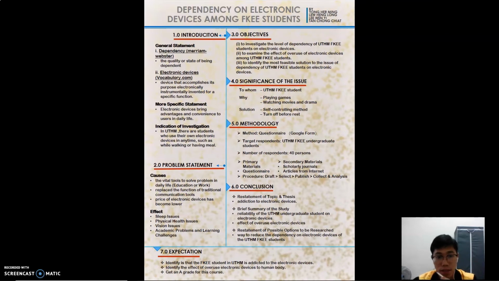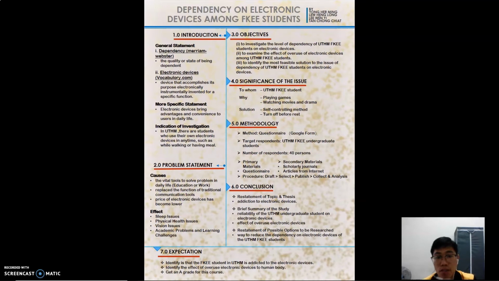Okay, first our method is using a questionnaire. We distribute a Google Form through all kinds of social media platforms, including WhatsApp, Facebook, and others. We distribute it to our target respondents, which are UTHM FKE undergraduate students, including Year 1, Year 2, Year 3, and Year 4 FKE students. The number of respondents that we are targeting is around 40 persons.